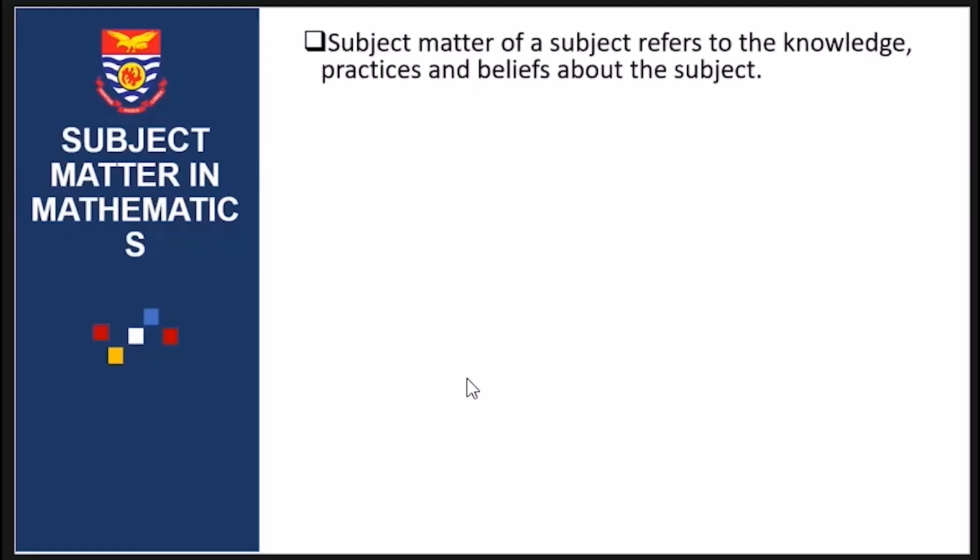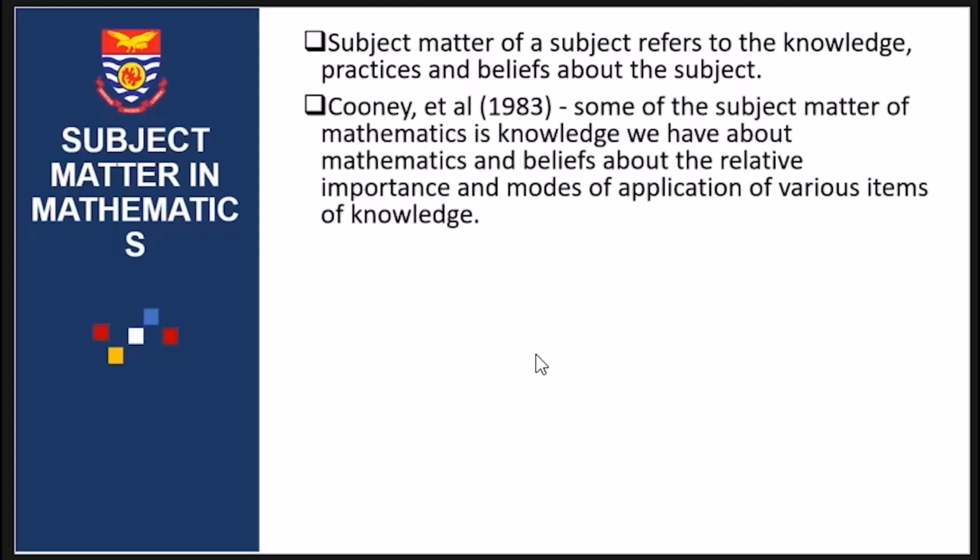Before we continue, let's look at what we mean by the term subject matter in mathematics. Subject matter of a subject refers to the knowledge, practices, and beliefs about the subject. So we are talking about a body of knowledge, practices, and beliefs that you have about a particular subject. That constitutes what we call subject matter. Kuni et al. in 1983 say some of the subject matter of mathematics is knowledge we have about mathematics and beliefs about the relative importance and modes of application of various items of knowledge. So according to them, this is what they talk about when we talk about subject matter in mathematics.